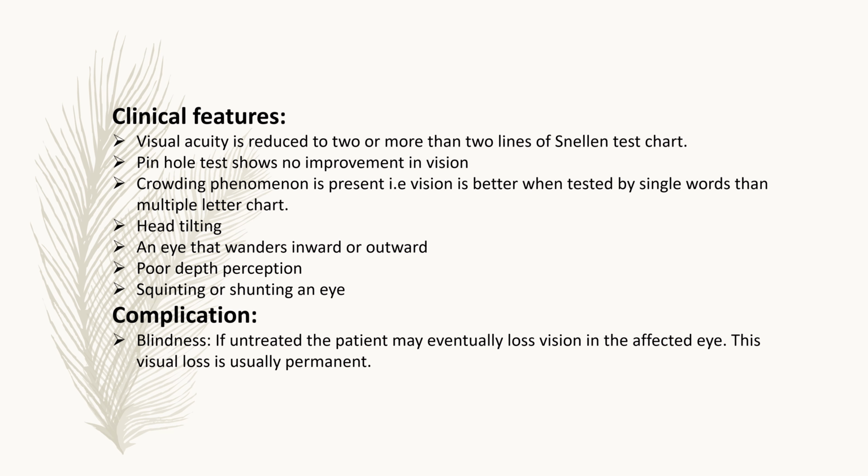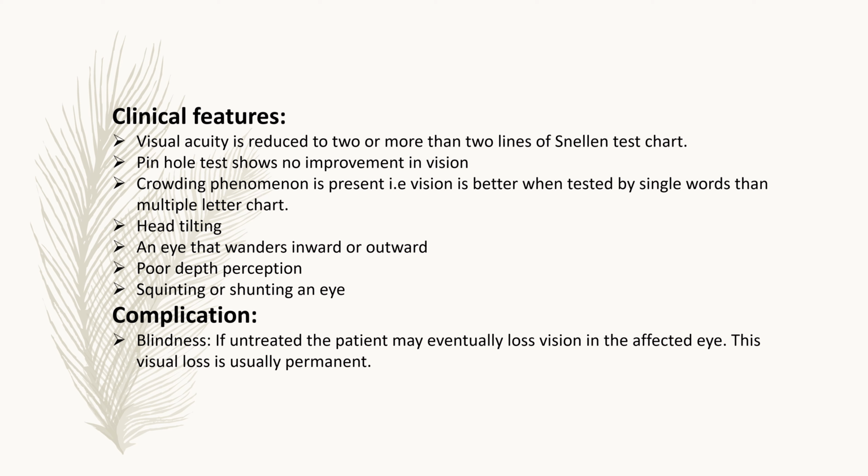Clinical features. First one is visual acuity reduced by two or more lines on the Snellen test chart. Second is pinhole test shows no improvement in vision. Third is crowding phenomenon is present, that is, vision is better when tested with single letters than with a multiple letter chart. Fourth is head tilting. Fifth is an eye that wanders inward or outward. Sixth is poor depth perception. Last one is squinting or shunting of an eye.